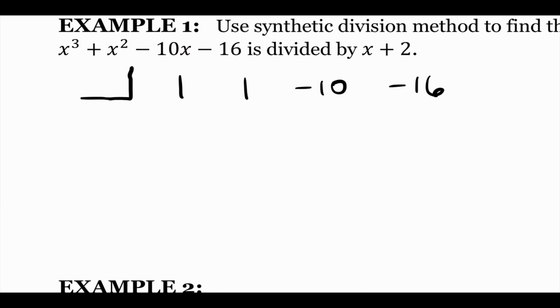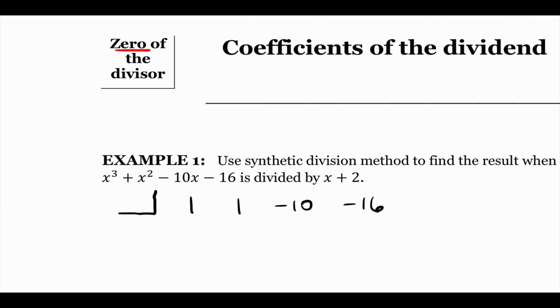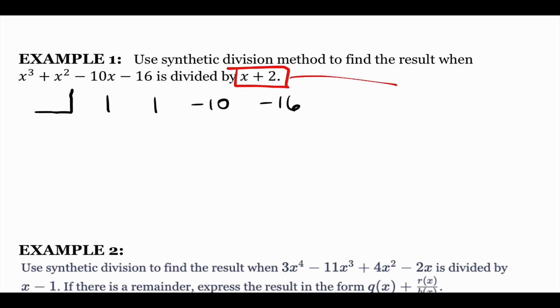The second thing is I need the 0 of the divisor. Well, here's the divisor right here, x plus 2. What's the 0 for x plus 2? I'll give you a hint. You've done it before. When you need to find a 0, set it equal to 0 and solve for x. So you'll get negative 2, right? A lot of you can do that in your head. If you can't, this is how you do it.